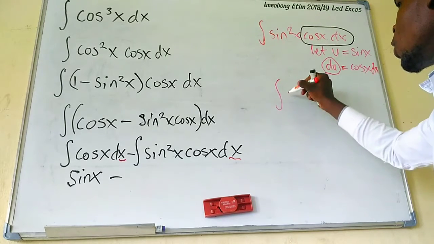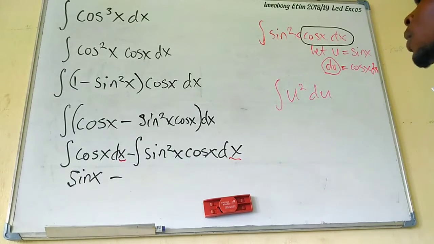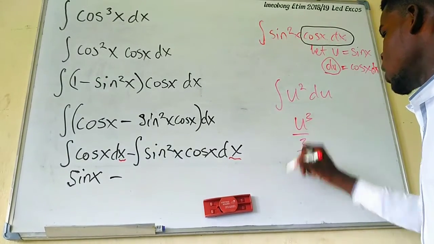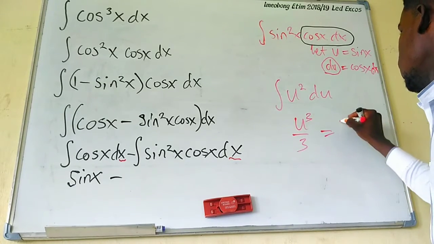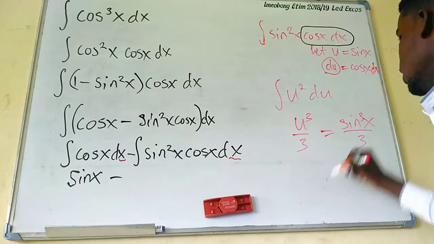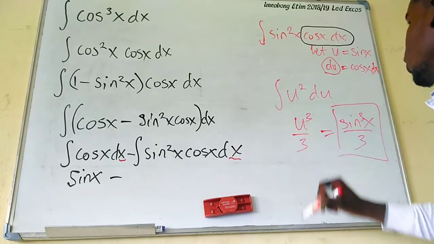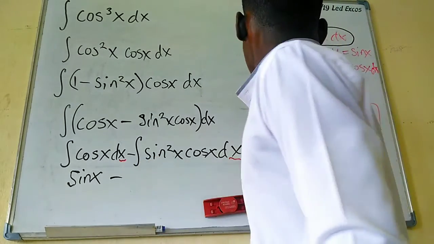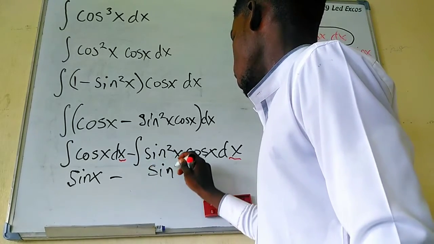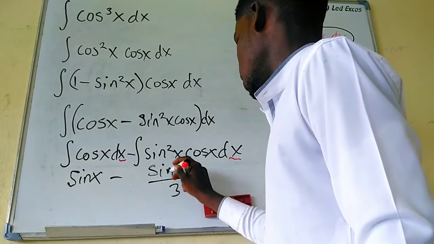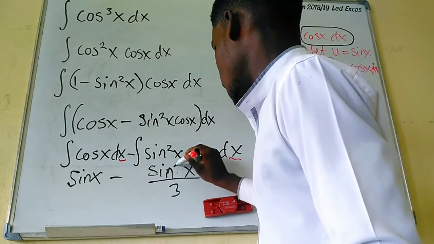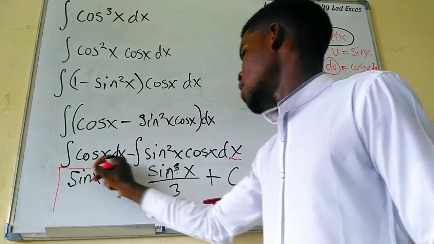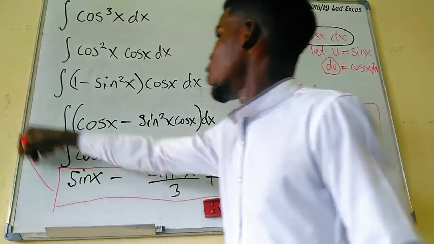So we have the integral of u squared du. This leads us to using the power rule, where we're going to have u cubed over 3, where u is sine x, so we have sine cube x over 3, and this is the antiderivative of this function. So we just plug it in here. We're going to have sine cube x over 3, where cube is a power. Here we are done with the integrals, and we just put a plus c. So this is the antiderivative of cosine cube x as given above.